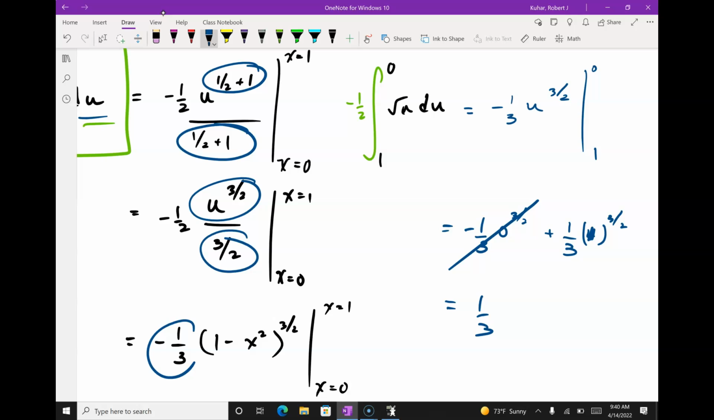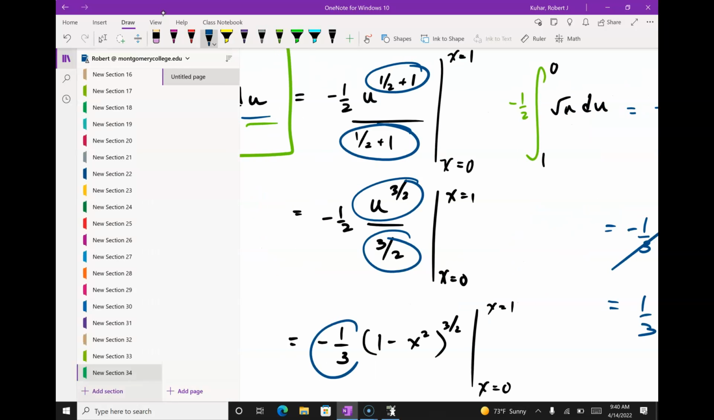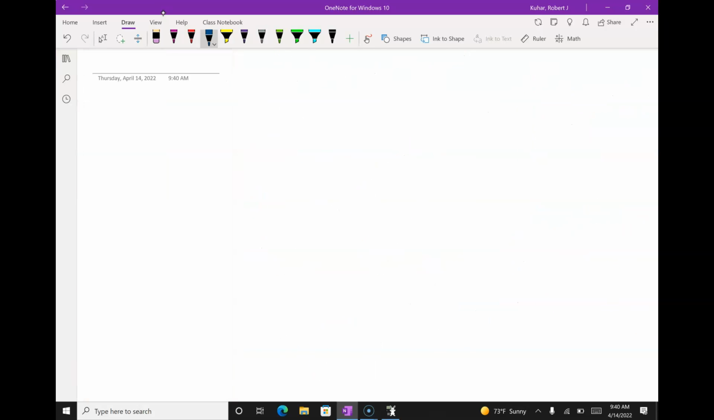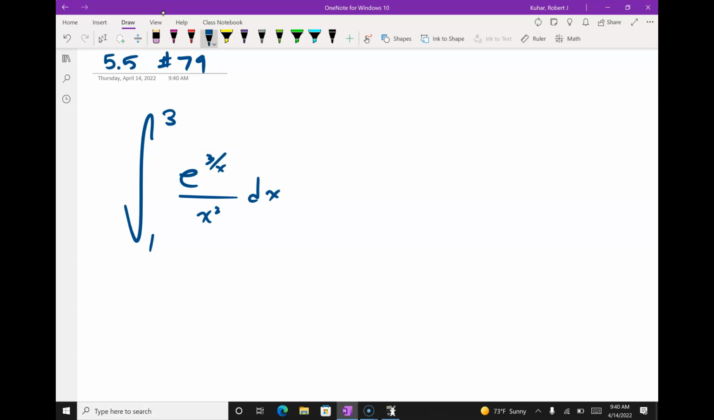Let's do 79. Same page, 79. So I'm doing the integral from 1 to 3 of e to the 3 over x squared dx. Weird looking function, right? But I got my checklist. Okay, what's the first thing?